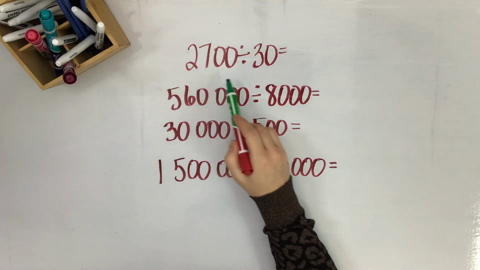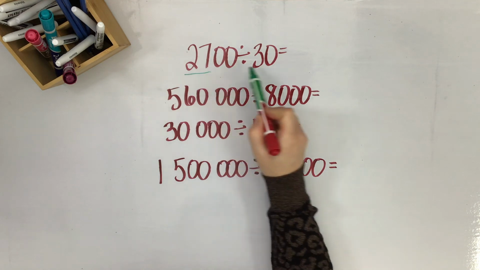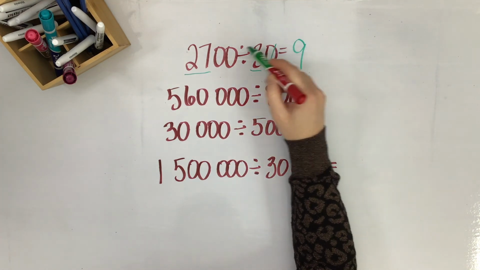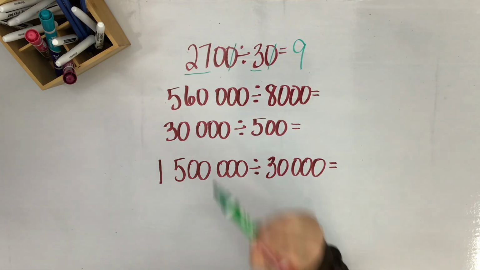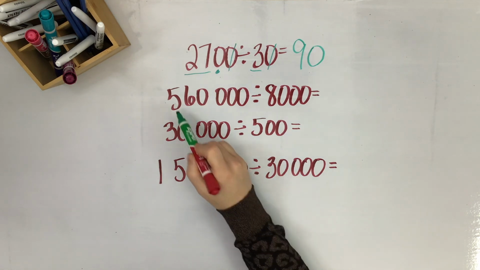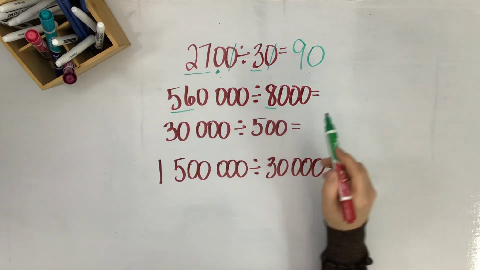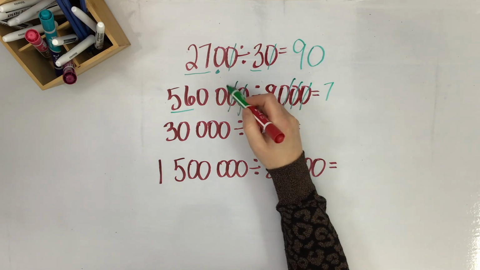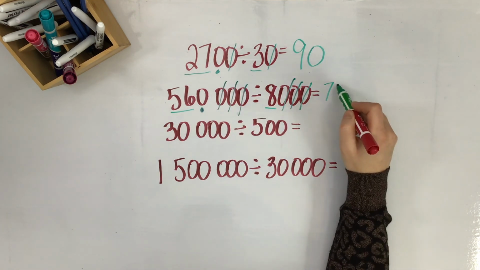Okay, so for 2,700 divided by 30, first we can look at our non-zero numbers. That division will give us 9. I can eliminate 1 zero from each side, which leaves me 1 extra 0 to tack on, 90. 56 divided by 8 is 7. I can eliminate 3 zeros from each side, which leaves me only 1 extra.